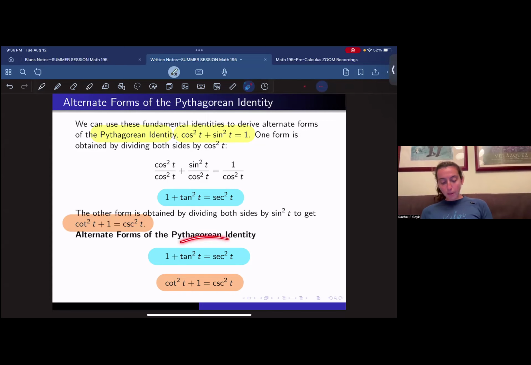So these pop up every now and then, so it's really important to know, but you don't have to memorize them. As long as you have your famous Pythagorean identity, just know, oh, I just have to divide all 3 terms by cosine squared t. Or, oh, I have to divide all 3 terms by sine squared t in order to get my alternate forms of our Pythagorean identity.